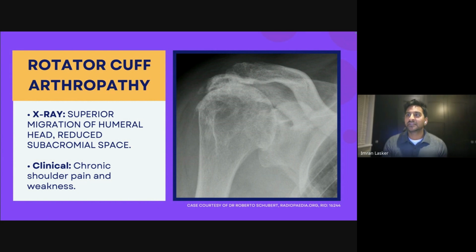rotator cuff. So this is what I was talking about with regards to the spaces. You've got your rotator cuffs. You've got tendon that goes around like so. You've got tendon that goes around the back, and the tendon that goes around the front.